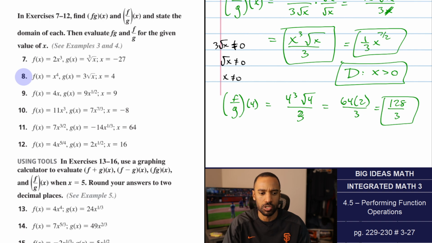We'll have some fraction answers. So just get ready for some of those. Okay, that was number 8. Okay, let's go on to number 9.